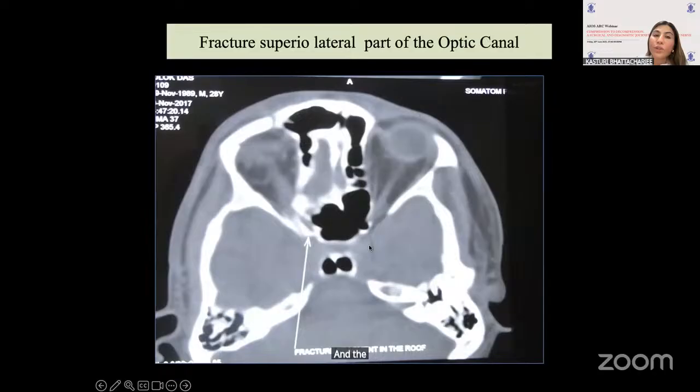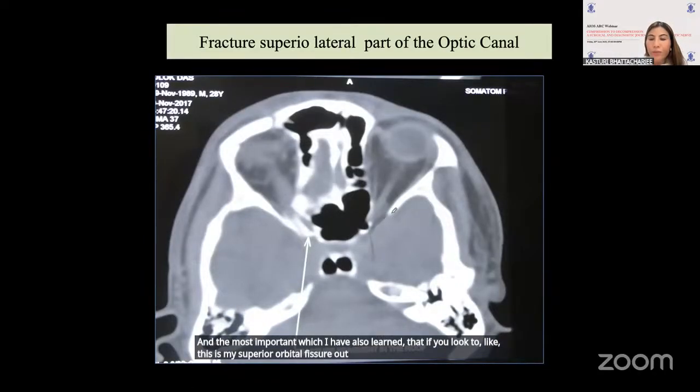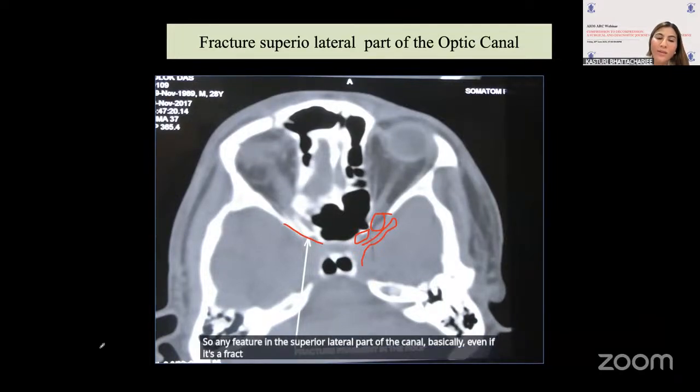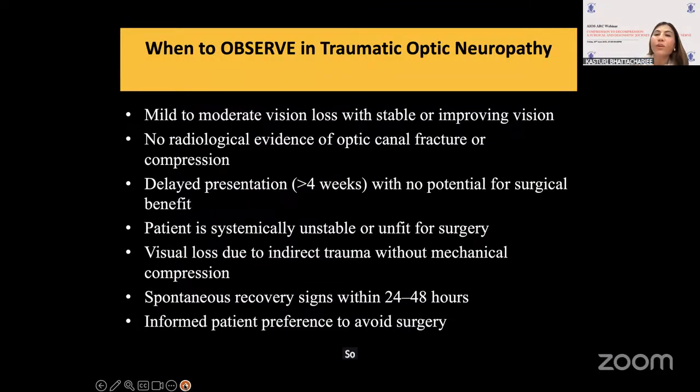And the most important thing, which I have also learned, is that if you look here, this is my superior orbital fissure, and here somewhere there is the optic canal. So we see that this is the internal carotid artery, which lies somewhat lateral to it. So for any fracture in the superior lateral part of the canal, even if you see a fracture, we should not be aggressive and go chasing the fracture segment, because there are reports where this fracture segment keeps on impinging on the internal carotid artery. So the moment you remove this fracture segment, there can be a severe bleed from the internal carotid and a loss of life.